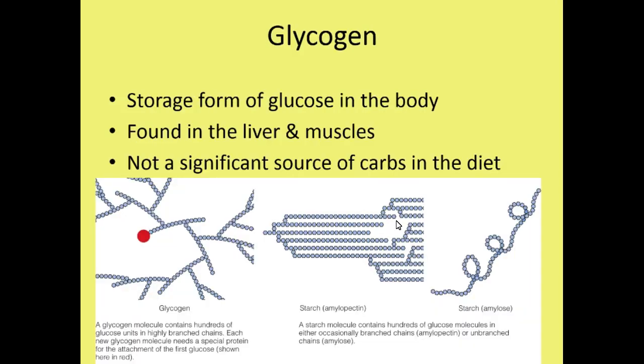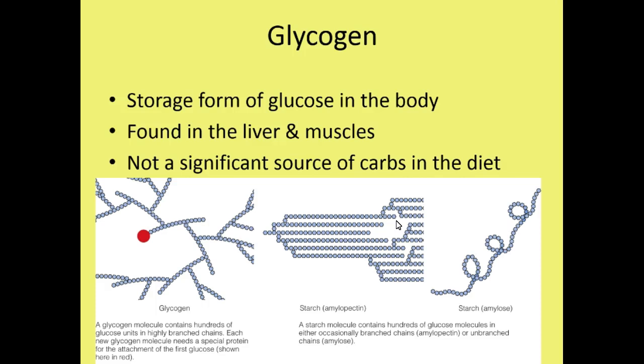All right, moving on, let's discuss glycogen. Glycogen is the storage form of glucose in the body, and we store glycogen in the liver and also in our muscles. Glycogen is not a significant source of carbohydrates in the diet. Now, although glycogen can be found in the muscles, it's not found in a large amount. So glycogen is not a significant source of carbohydrates in our diet. The carbohydrates in our diet will come from monosaccharides and disaccharides and starch, and then also dietary fiber.